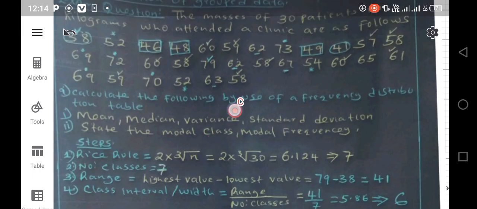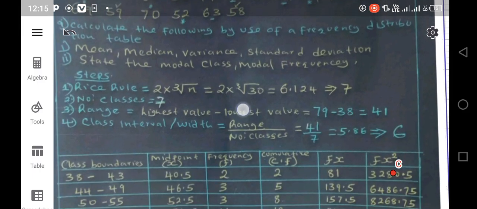Now another step we're going to take is to find the range. Range is given by the formula highest value minus the lowest value. When it comes to the masses of the patients who are recorded, the highest value there is 79. And then when you look around, we search and we find that 38. That is going to be the lowest value. So the range is going to be that margin, 79 minus that, you find 41.